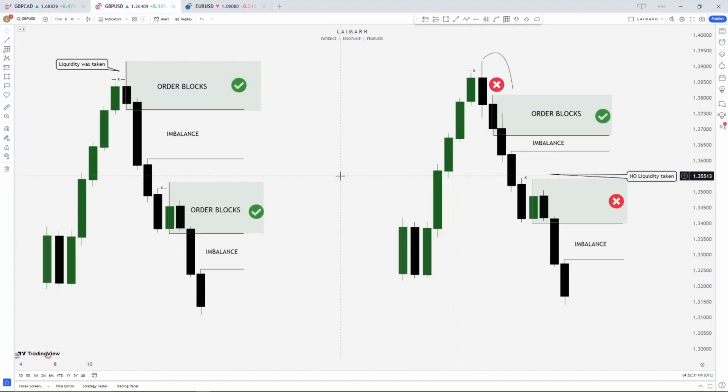So traders, I hope this video helped you a lot to understand order blocks very well. To identify order blocks, you have to look for two main criteria. Liquidity has to be taken, and imbalance has to be created. When the two of them are met at the same time, the probability of that order block is very, very high and you can trade it. But when one is met and the other is not, don't move on it.